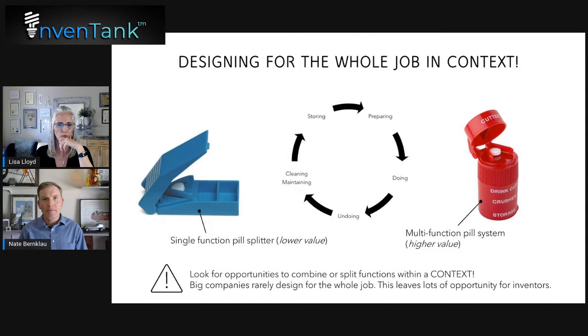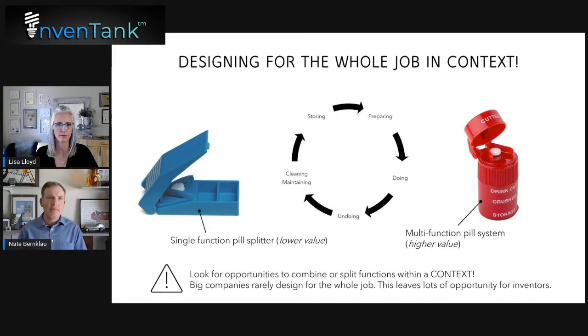I could see myself as an inventor, perhaps just trying to solve my own problem, and I could easily jump to the single function pill slicer, and I could run out and get a patent. I could go through the whole nine yards and get it on the store shelf. But if I had taken a little bit more time and really thought about the functions and thought about it in context, I might have been able to derive more value and put out a product like the multifunction.